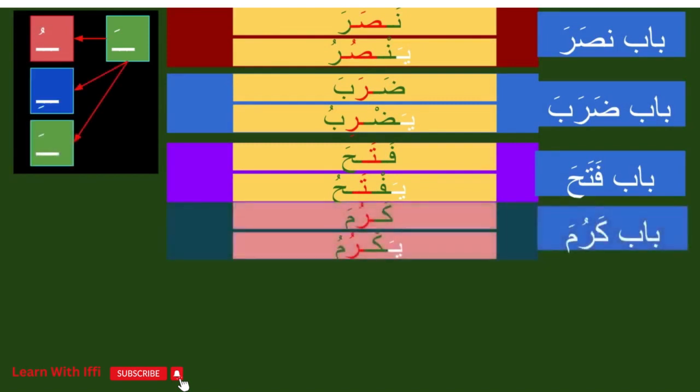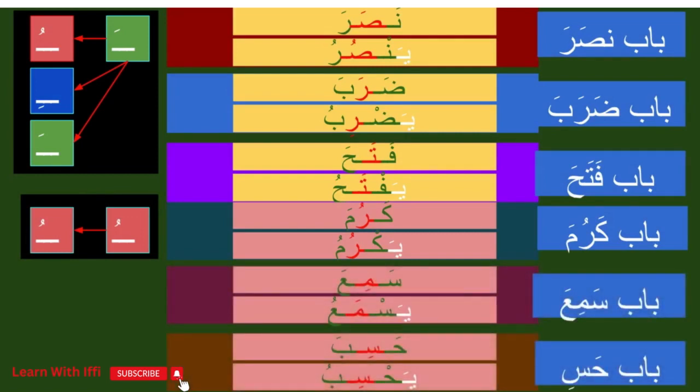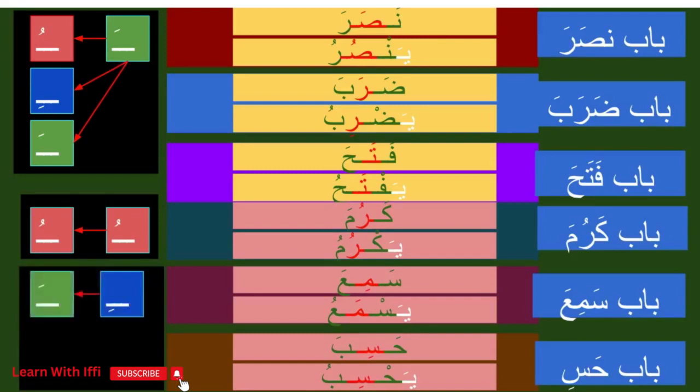Whereas in Bab Karuma, whenever there is Dhamma in the ayn kalima, it will only have Dhamma in the ayn kalima in Mudariya as well. So Dhamma will always have only Dhamma, and the Kasra does not have Dhamma, so it will have only 2 vowel signs in Mudariya: Sami'a Yasma'u and Hasiba Yahsibu. So Kasra will have Fatha and Kasra. So these are the 3 different sections and 6 babs which are present in Madi.